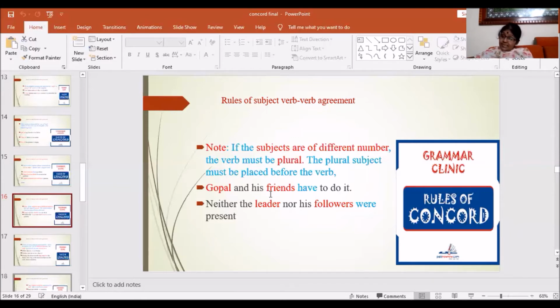If you have a singular subject and a plural subject in a sentence, always place the plural subject before the verb, and your verb should be in plural. Look at this. Neither the leader nor his followers were present. So what is the rule? If the subjects are of different number, the verb must be plural and the plural subject must be placed before the verb. For example, Gopal and his friends have to do it. Neither the leader nor his followers were present.